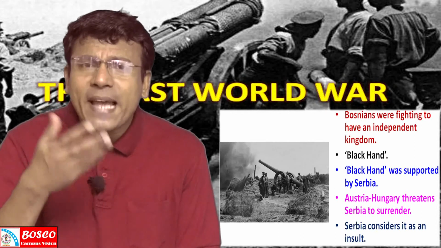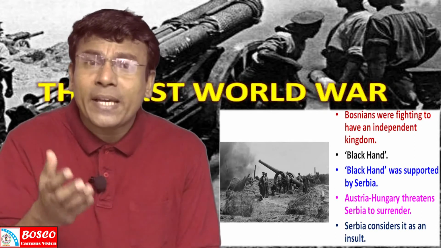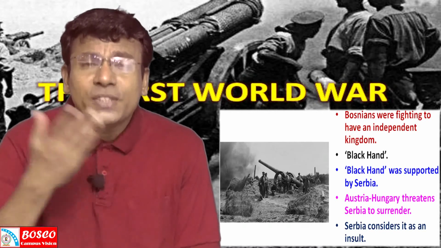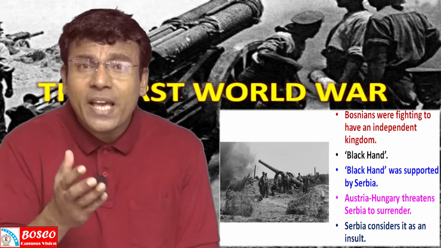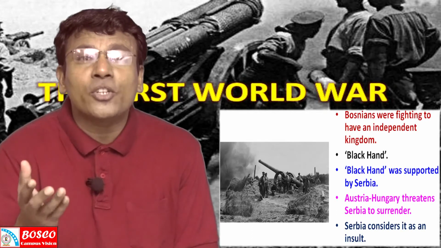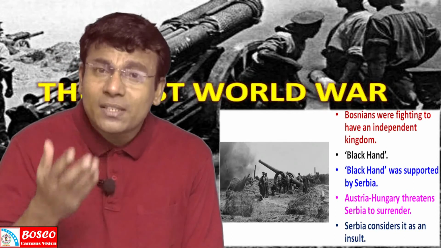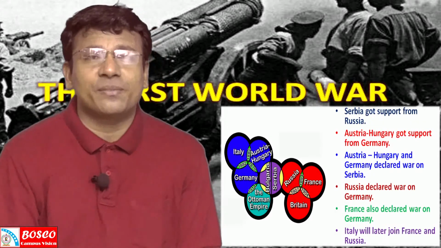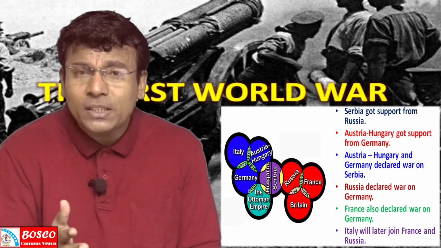So the Bosnian nationalists, Gavrilo Princip and the members of the Black Hand assassinated the Archduke with the knowledge of Serbia. After the assassination, Austria-Hungary sent a humiliating threat to Serbia to surrender to the authority of Austria-Hungary. But Serbia considered it an insult and sought support from Russia. In the meantime, Austria-Hungary got support from Germany.